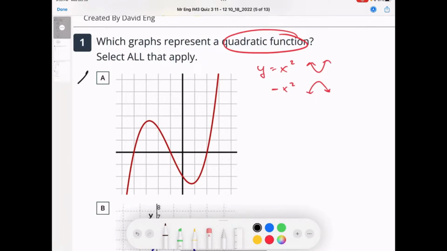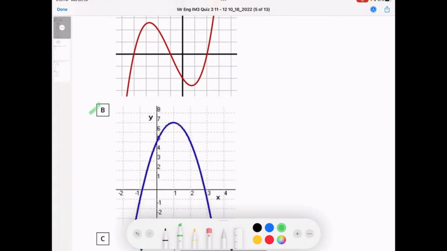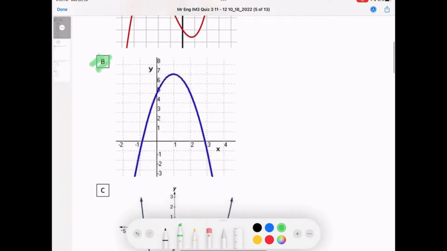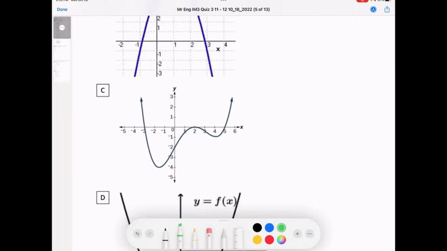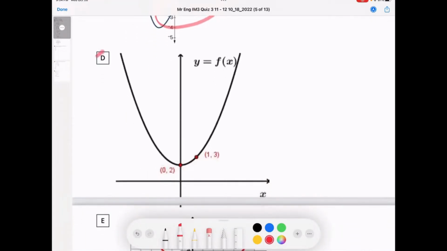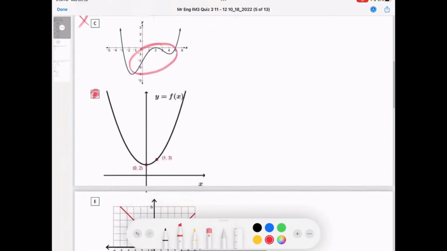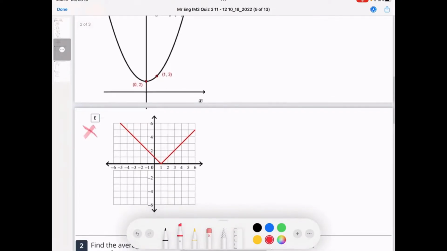A is not. This is called a cubic polynomial, which we're going to learn later. Our correct answer is B. This is a quadratic. Okay, C, although it kind of looks like it, you'll notice that it has extra bumps in there. So it's not C. D is a quadratic. So this one tells you to select all that apply. And E is not. This is an absolute value. This one has the equation y equals the absolute value of x.